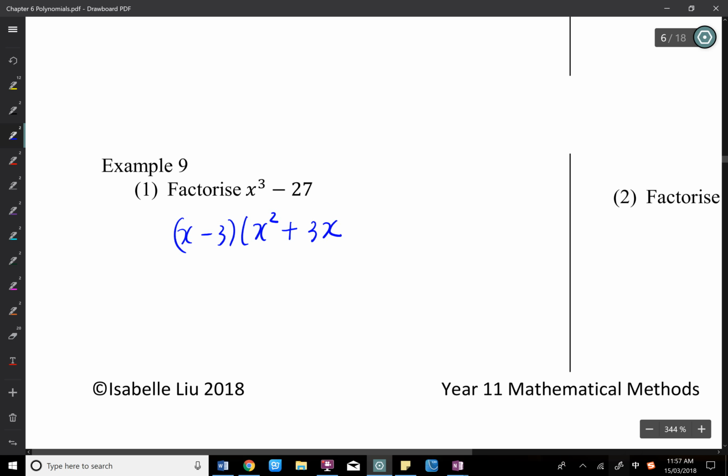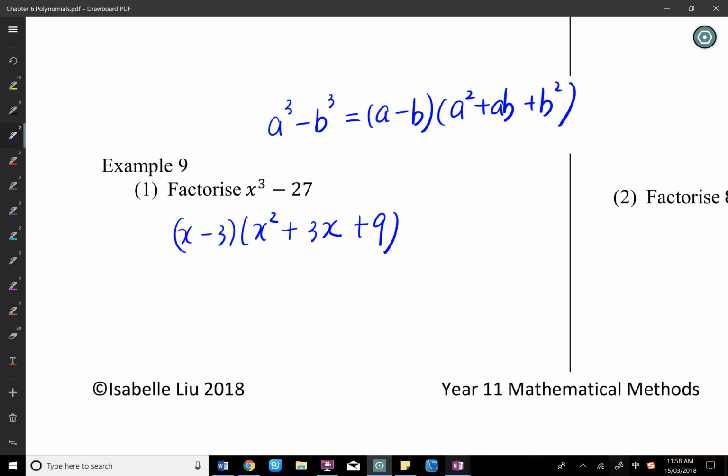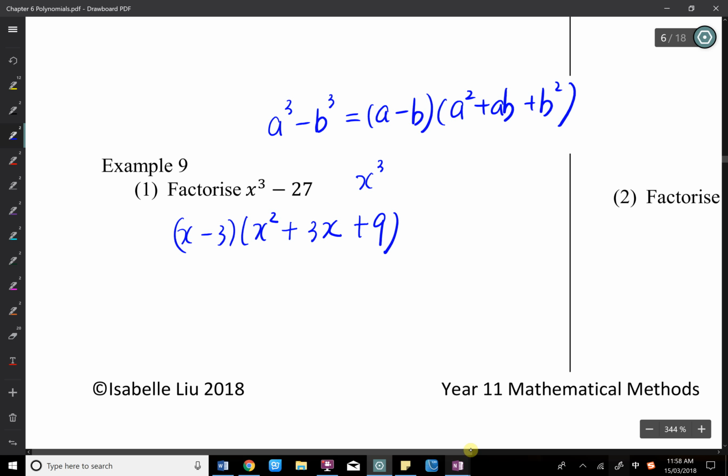3x plus 9. Which formula do we use here? A cubed minus b cubed. Okay, that's something I asked you to remember, maybe in the first or second lesson. So that's the formula here. So we can write this as x cubed minus 3 cubed, and that equals x minus 3, x squared plus 3x plus 9.